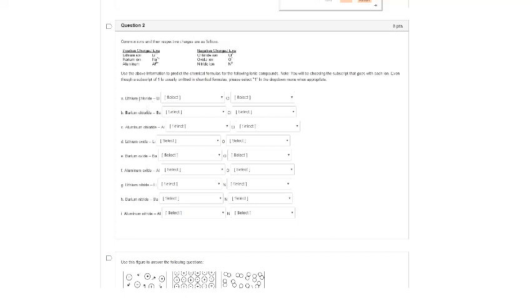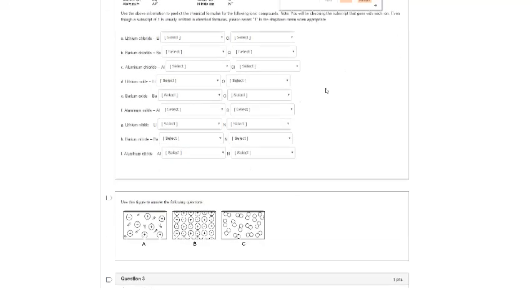For example, lithium chloride. How many lithiums, or lithium ions, would you need to match up with how many chloride ions in order to make an overall molecule that is uncharged? So essentially you're going to try to balance the charges of these different ions.